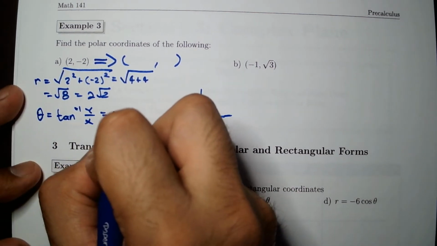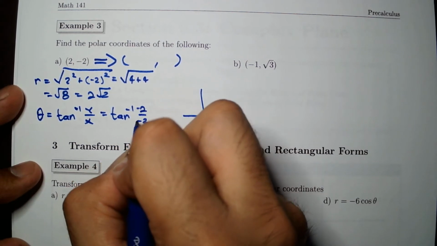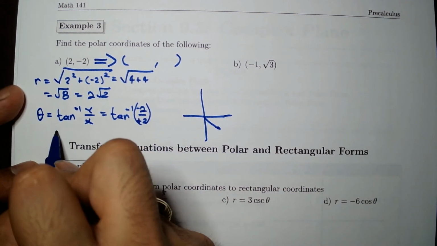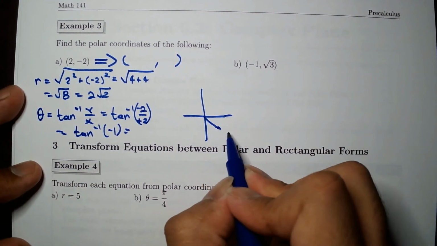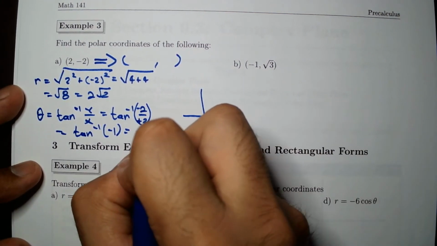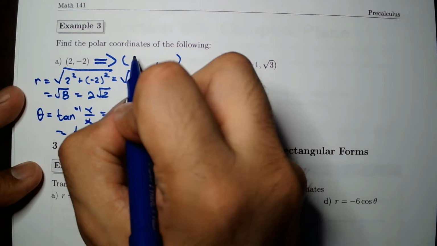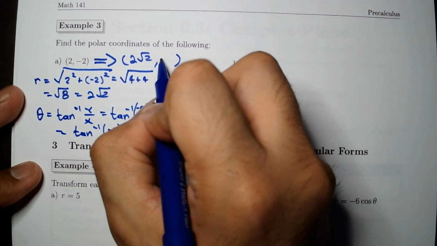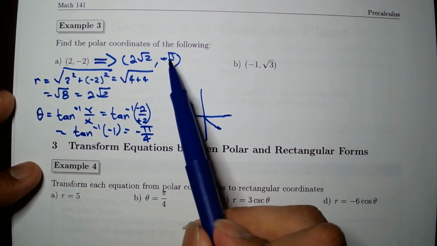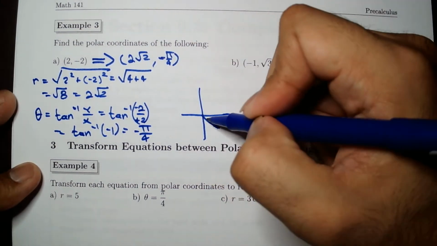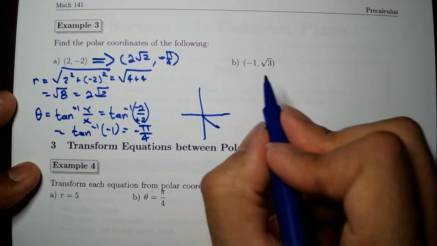Alright, y over x, and then in this case tangent inverse of 2 over negative 2. Actually negative 2 over positive 2. And well, in this case we're looking for tangent inverse of negative 1, which in this case, due to the quadrant that is being in quadrant 4, that's a negative pi over 4. Alright, so the point is going to be 2 root of 2, negative pi over 4. Alright, and that's indeed going down to negative pi over 4 with a radius of 2 root of 2. That's a 4th quadrant. Let's do another example, letter B.